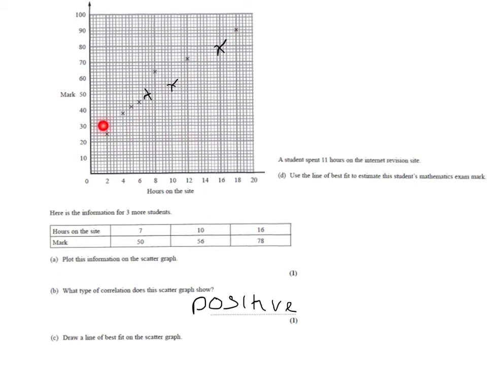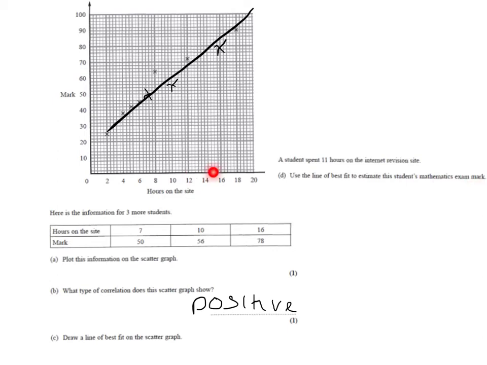So that line has to sort of go through the points and keep us closer to as many points as we can, with maybe one above, one below, to draw as best you can through the points. But the line will be something like that. Okay, so importantly I've got a couple of points below, a couple of points above, going through most of the points. And we can use that to make an estimate, and we're told that a student spent 11 hours on the internet site. Use the line of best fit to estimate his maths mark.